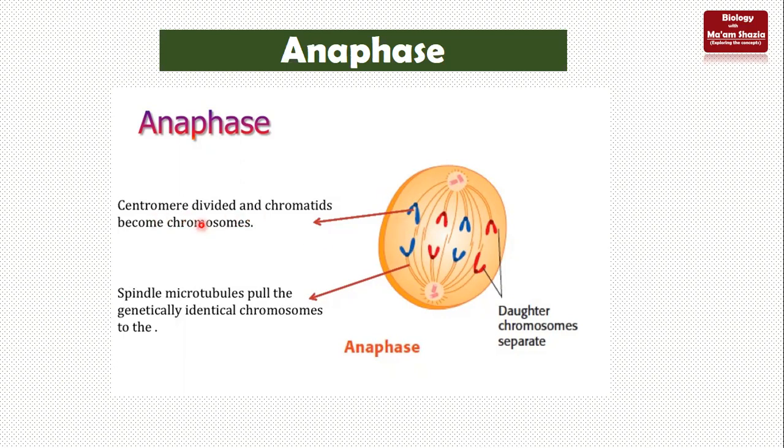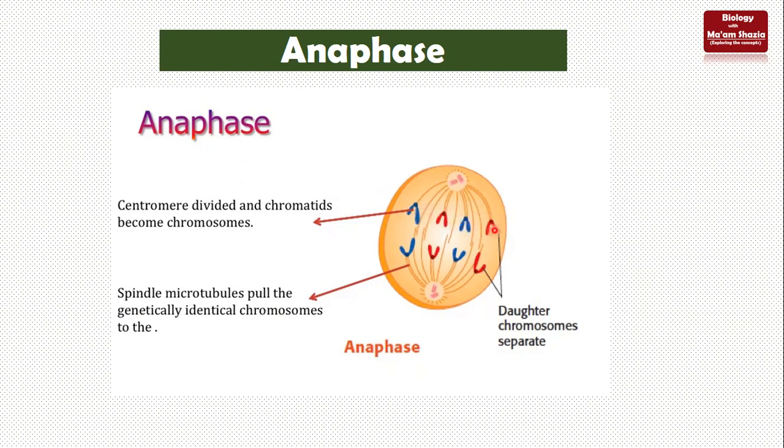Centromere divides and chromatids become chromosomes. Now they are called chromosomes because they are no more attached with each other at the centromere. Spindle microtubules pull the genetically identical chromosomes, and there are two genetically identical copies of the chromosomes. Let's say, for example, this cell has two pairs of chromosomes, okay? One pair and the other pair.